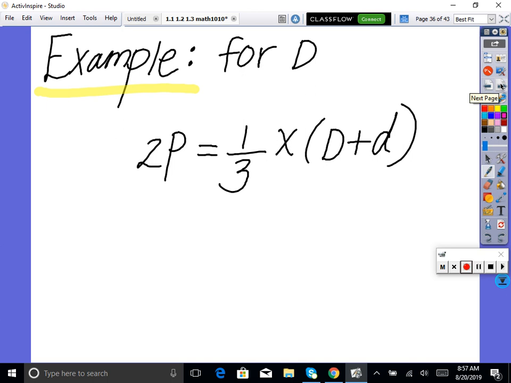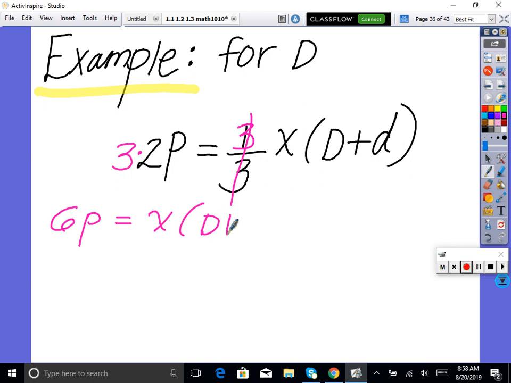All right, solve for big D. Okay, guys, let's look at this. What should be our first step? We could distribute. There's another option too. I'd get rid of the 1/3. Anyone else? Would you get rid of the 1/3? How do you get rid of 1 divided by 3? Times by 3. Isn't that going to get rid of it, everybody? So times by 3, times by 3. So now don't we have 6p equals x big D plus little d.